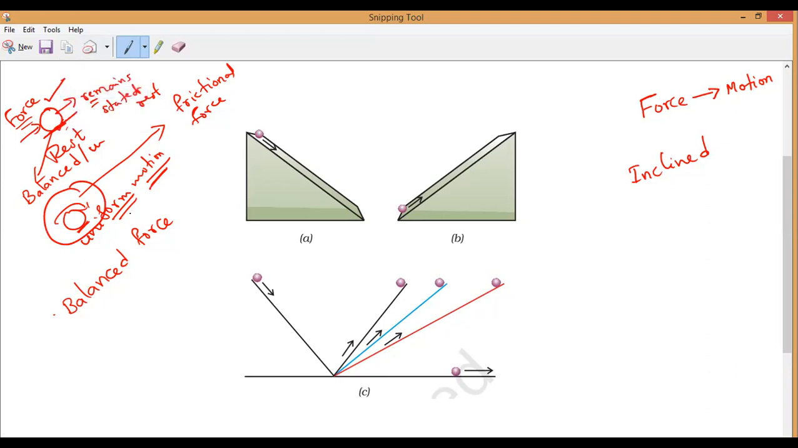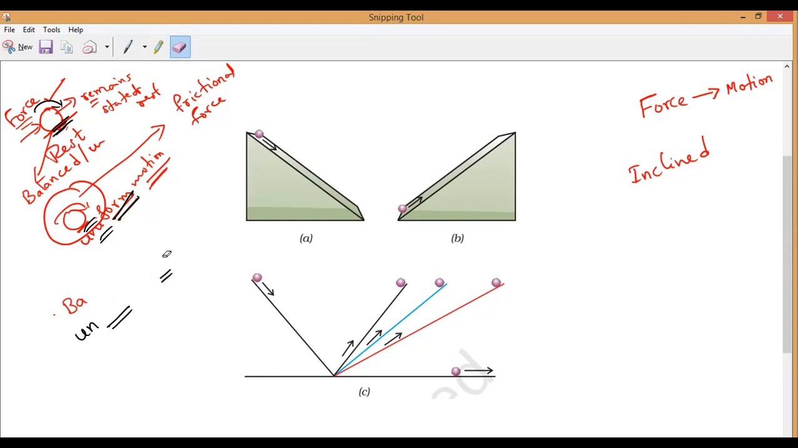Now, if you want to bring to rest a body which is in uniform motion, or create motion in a body which is at rest, do we need balanced forces or unbalanced forces? We need unbalanced forces. If we create unbalanced forces, only then can we bring a body in uniform motion to rest, and start a body at rest moving. That is what we studied in the last class.